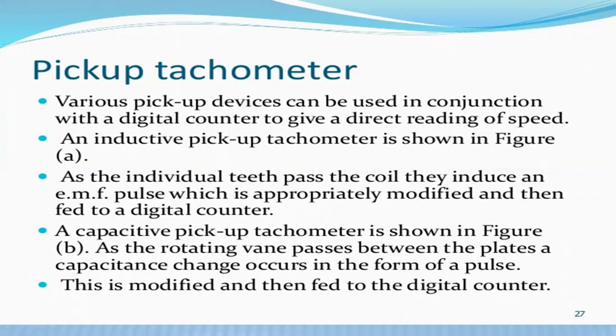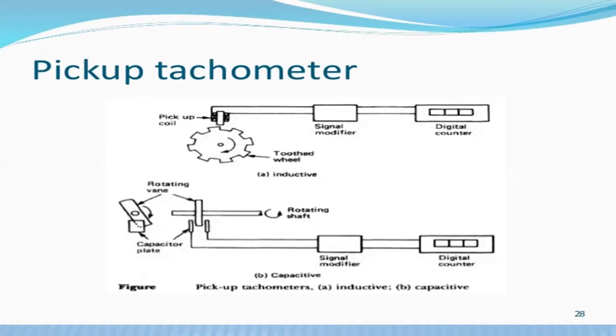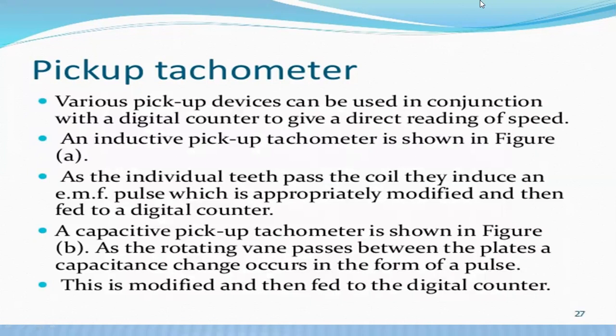Various pickup devices can be used in conjunction with a digital counter. In this pickup tachometer, we have a digital counter to measure the speed of the object directly. An inductive pickup tachometer is shown in the figure. There are two different types of pickup tachometers: one is the inductive type, and the next one is the capacitive type. These are the two different types of pickup tachometers.